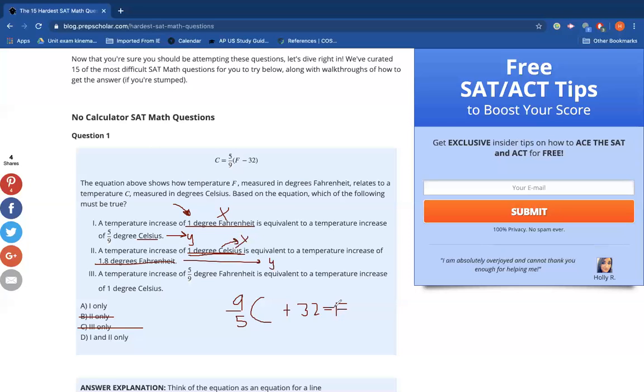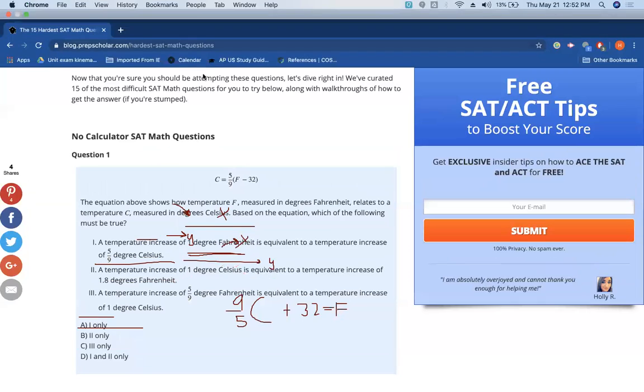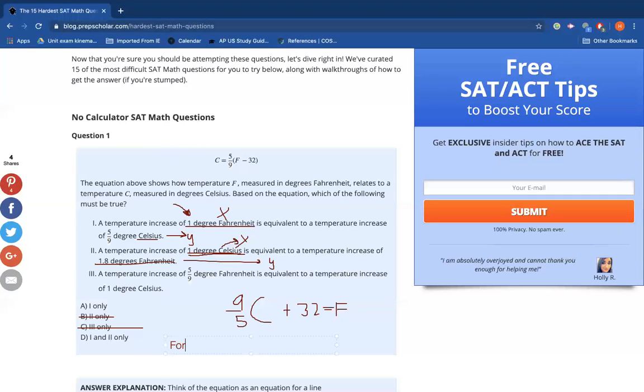Okay, then what's our slope in this case? Exactly. For every 1 increase in C, F increases by 9/5, which if you make it into decimal is 1.8. So you see that matches this statement. All right. And we know from that that has to be D.